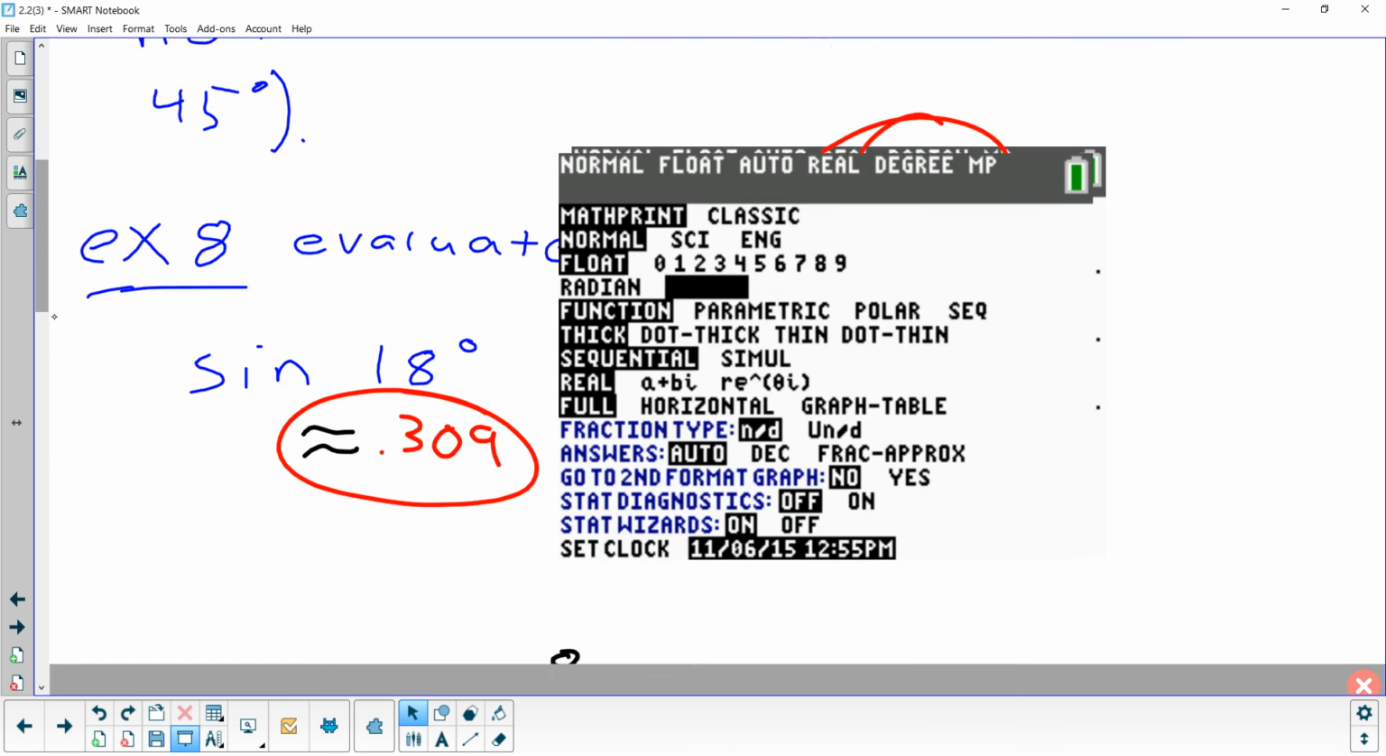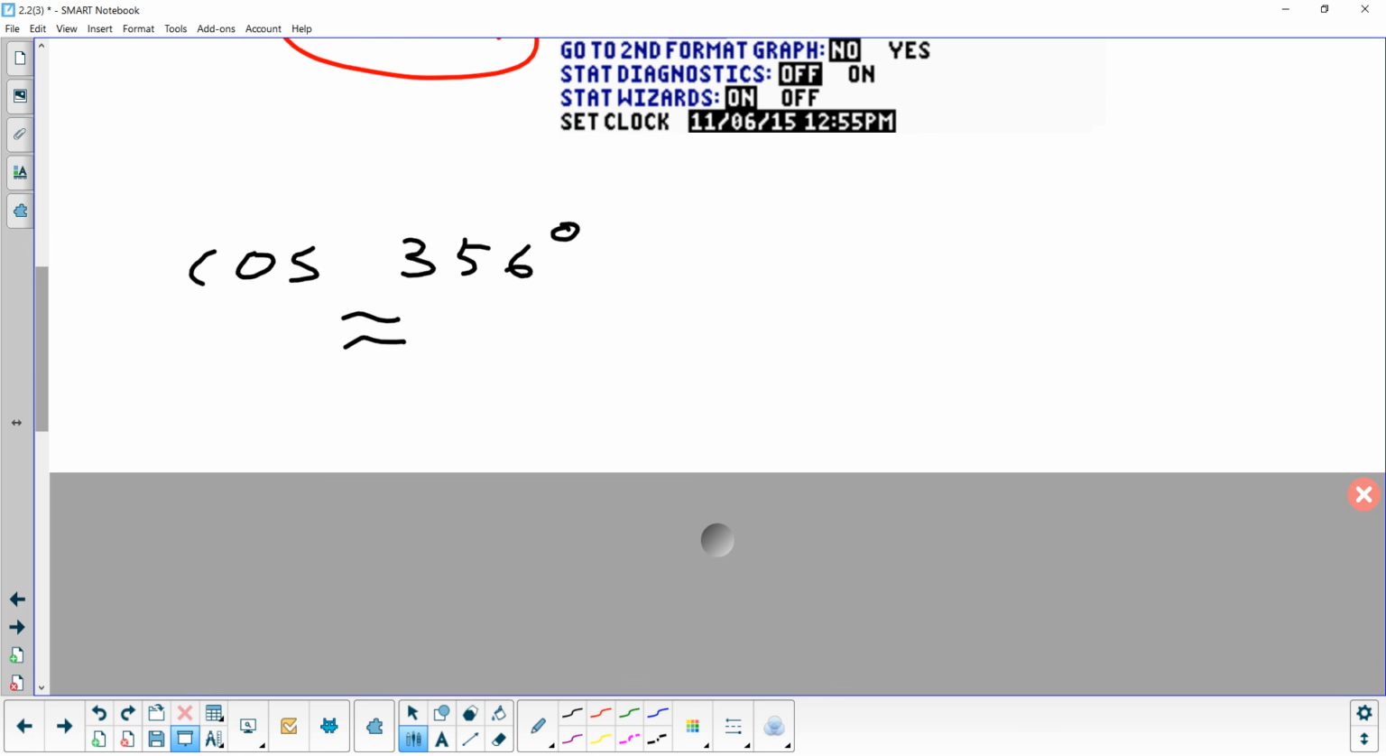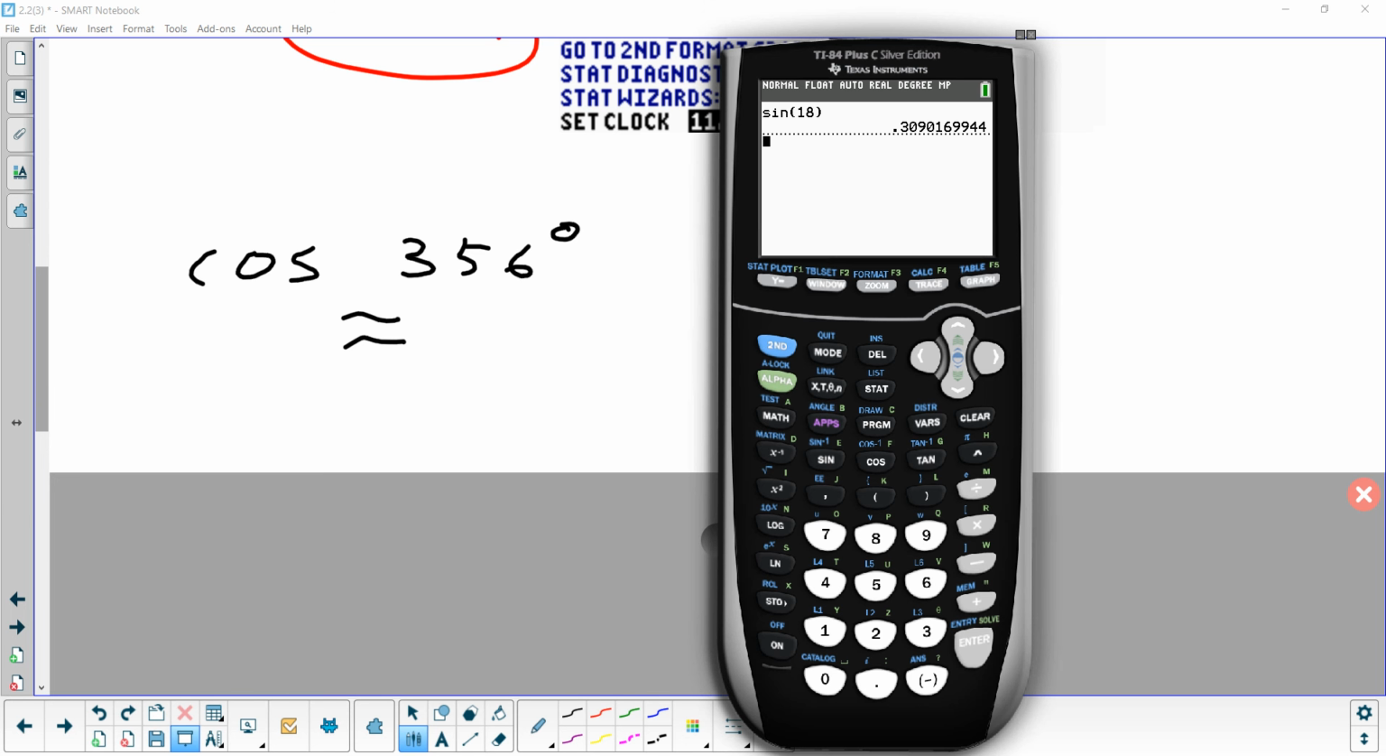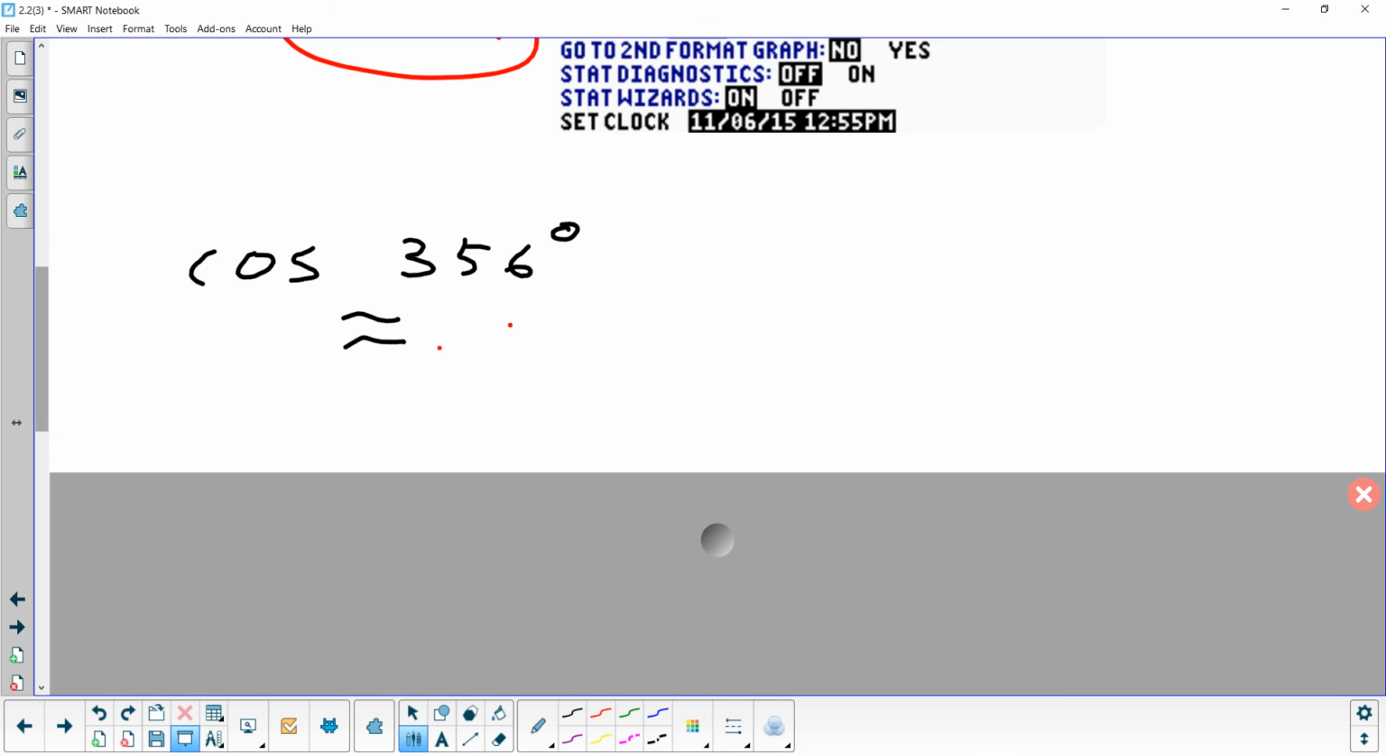All right, let's try cosine of this. All right, so Jacob, can you read that one to me? Cosine of 356 degrees. So again, I check my calculator, make sure I'm in degrees. Yes. I'm ready to type it in. Cosine 356. Hit enter, and that's it. If you're trying it on your calculator and you got 0.998, then you did it right. Any questions on how I typed that one?